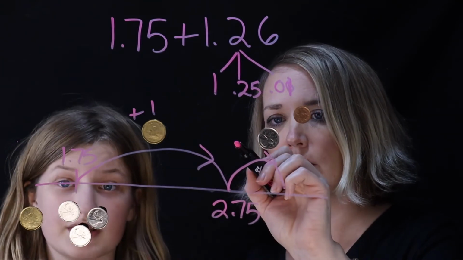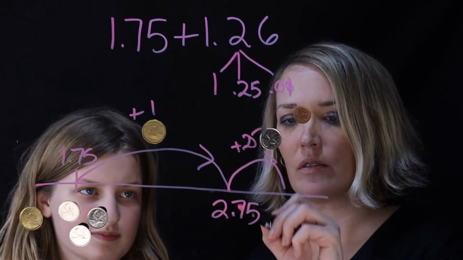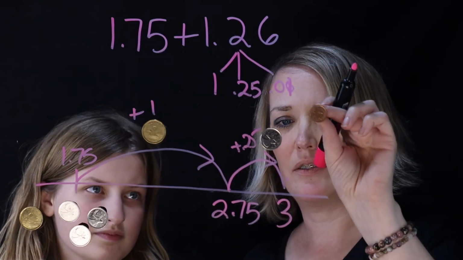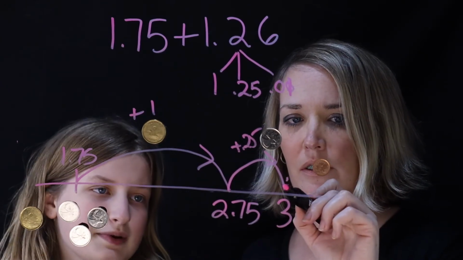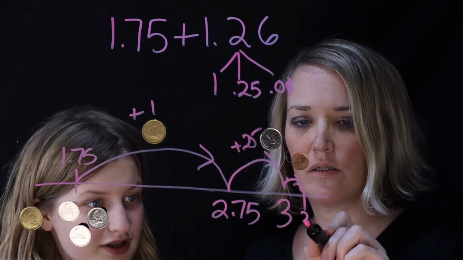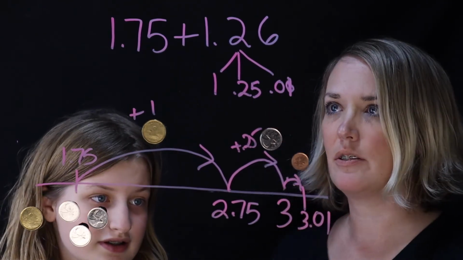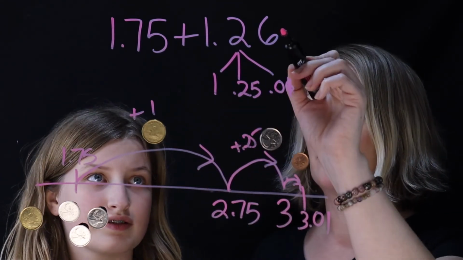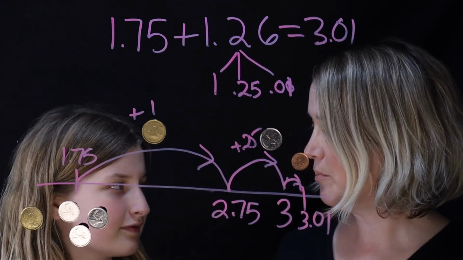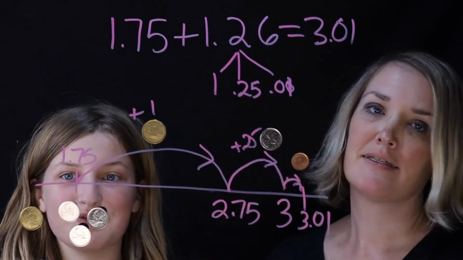And then you get $3. All right, and then I have this 1 penny. You add a little penny, and then you get $3.01. Okay, $3.01. So $1.75 plus $1.26 equals $3.01. Perfect. Thanks. Bye, everyone.